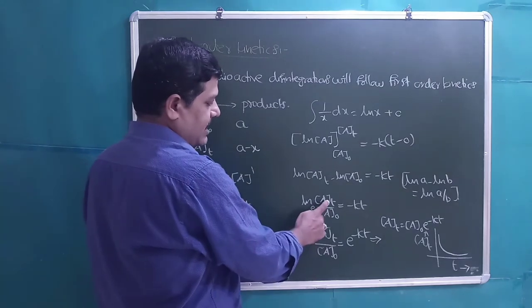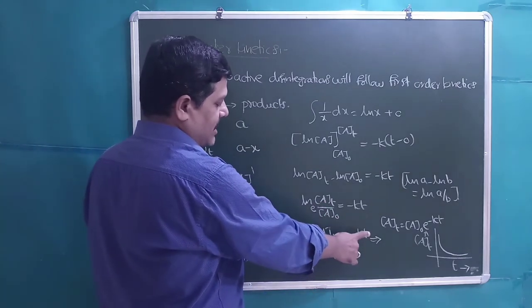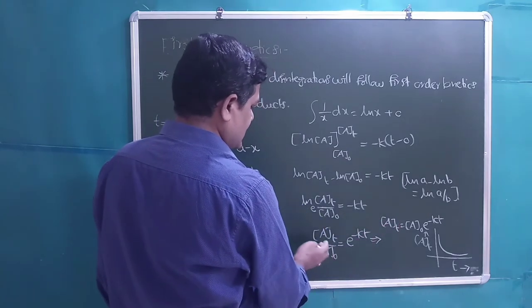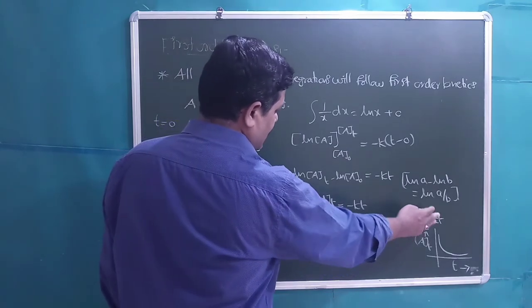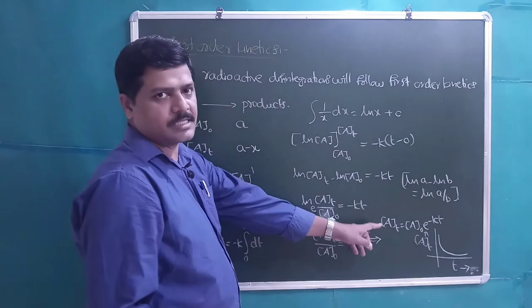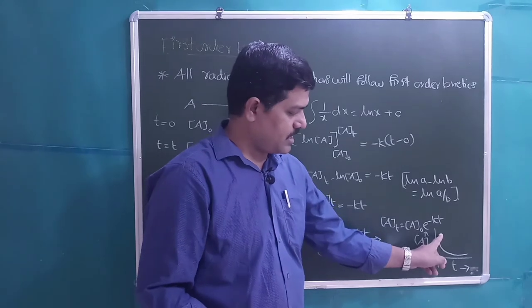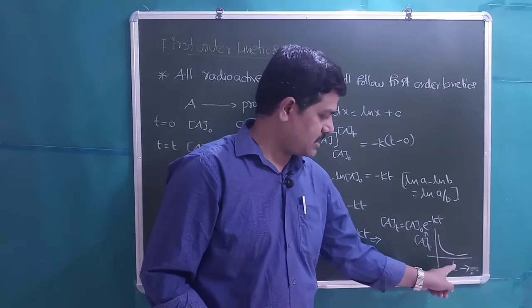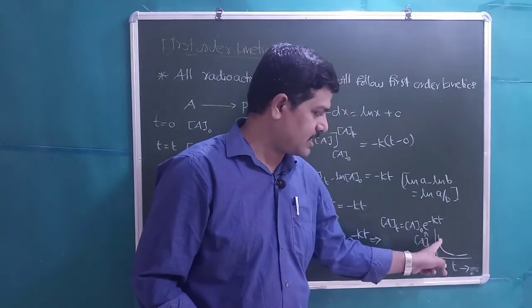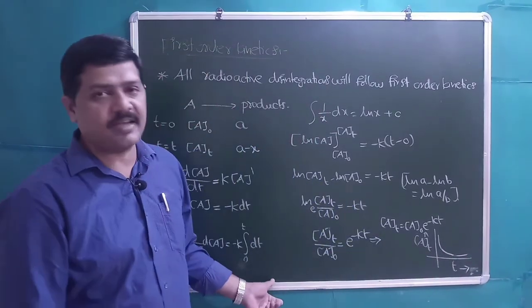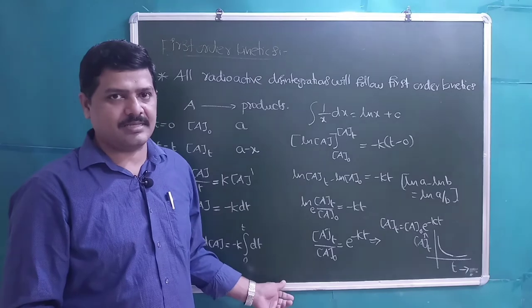So we can write At by A naught is equal to e power minus kt. So At is equal to A naught into e power minus kt. This is called the exponential form of the first order reaction. So the graph we will get looks like this: exponentially, with increasing t, At decreases exponentially, right? Let us do the derivations of first order kinetics now.